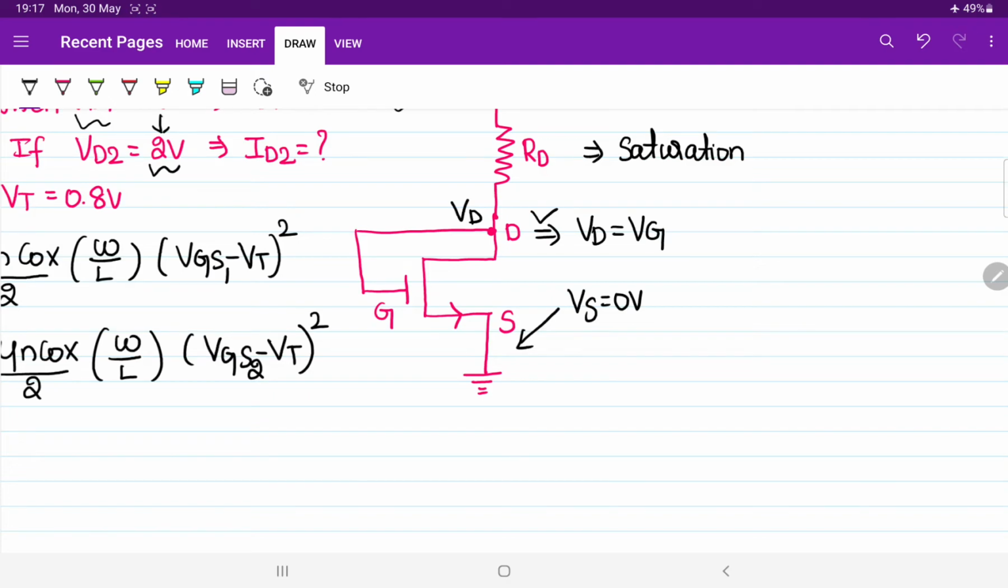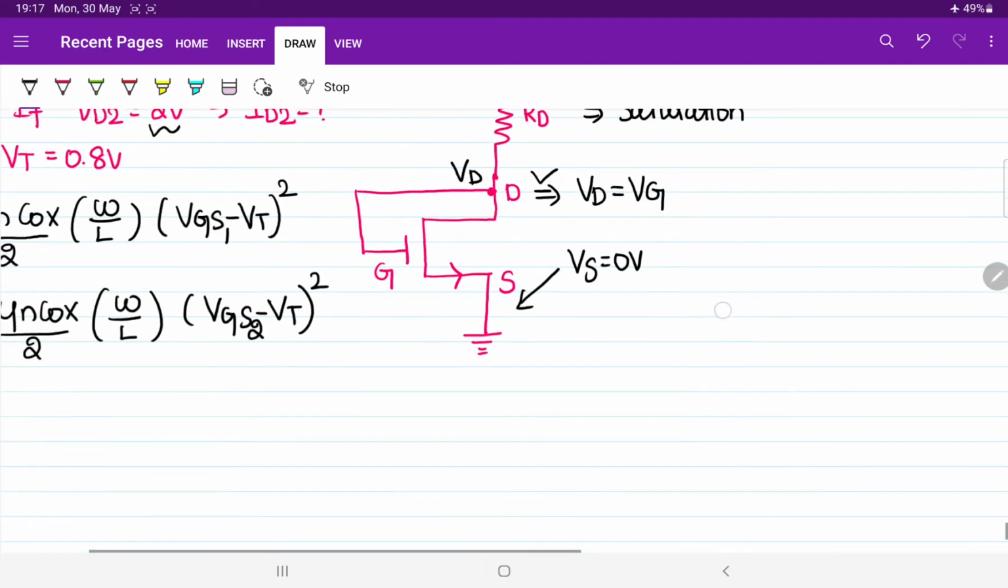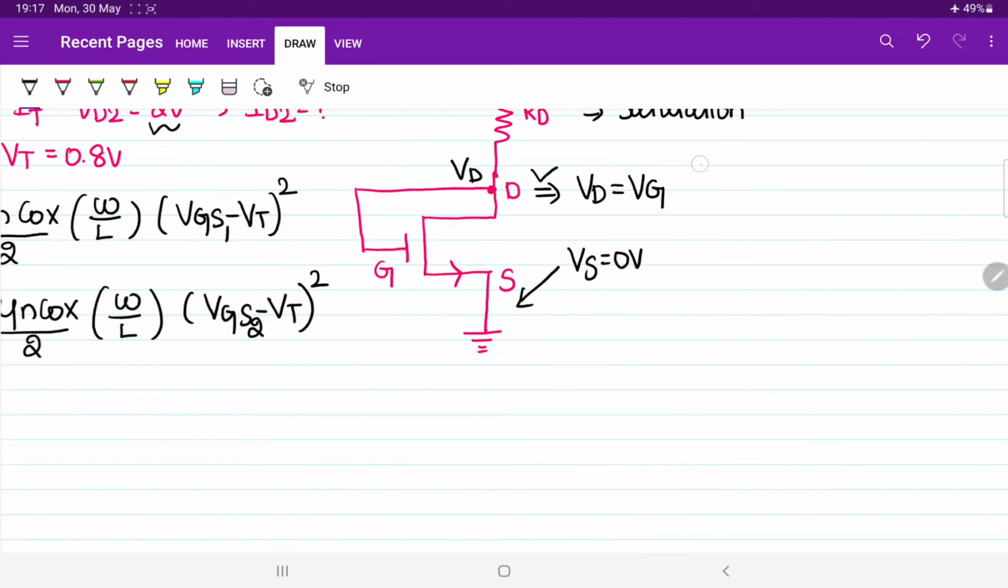Why? Because they are shorted together. Okay, sir, now tell me, how will you express the value of VGS? So case number 1. Let us write in general: VGS can be written as VG minus VS. Similarly, VDS can be written as VD minus VS.